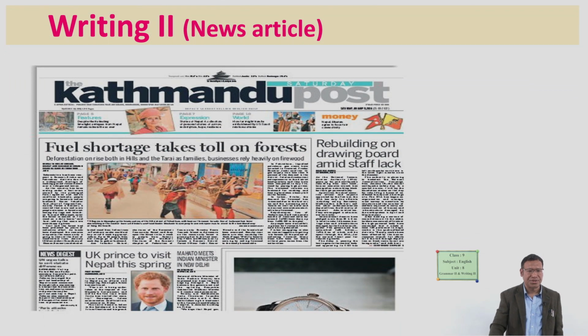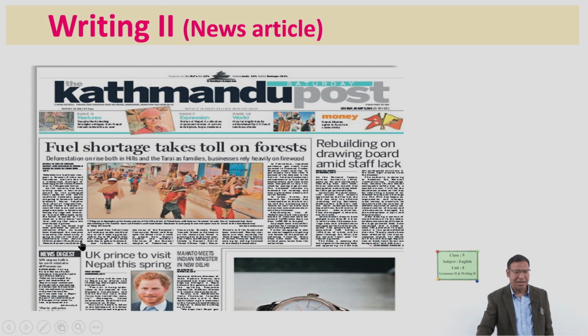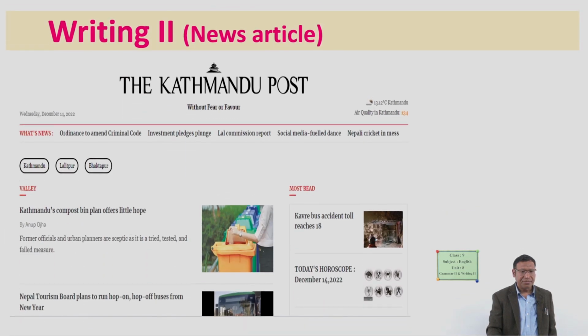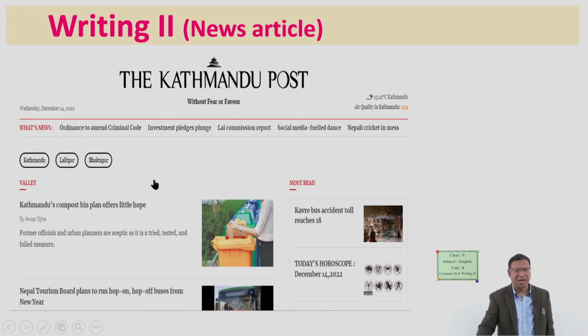This is Kathmandu Post. It gives a lot of news stories, and along with the news you can see a news article, "Rebuilding on drawing board amid staff lack." In this way, look at this Republica, the news article, "The boy behind Bauchao Moicha." This is one of the featured articles written here. In the Kathmandu Post, this is the online post. You can see a lot of things there.